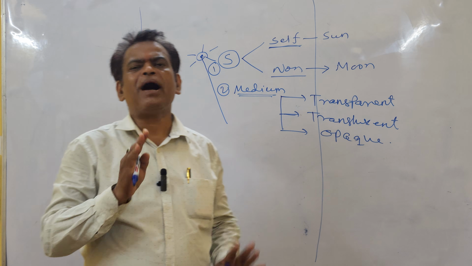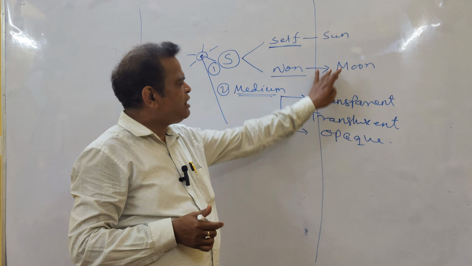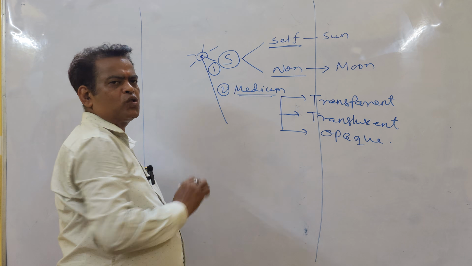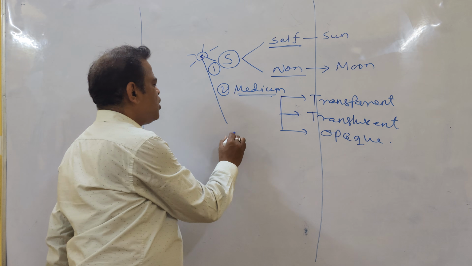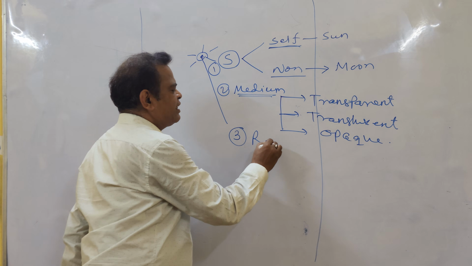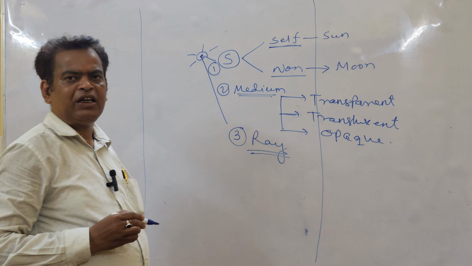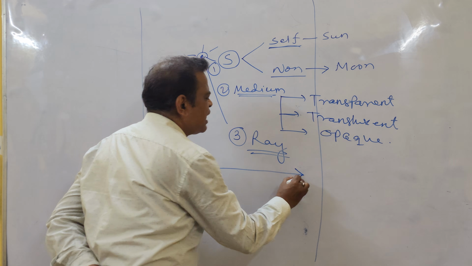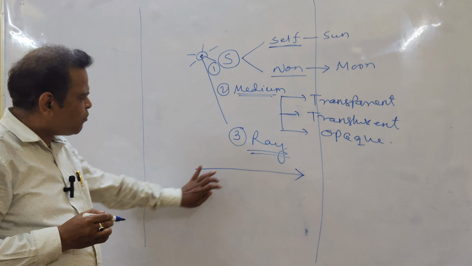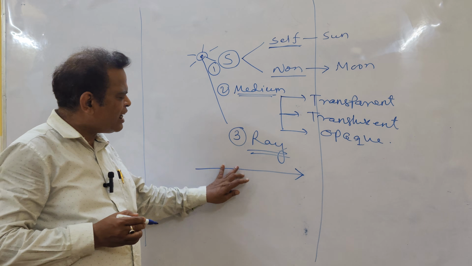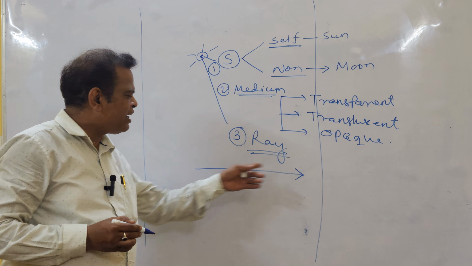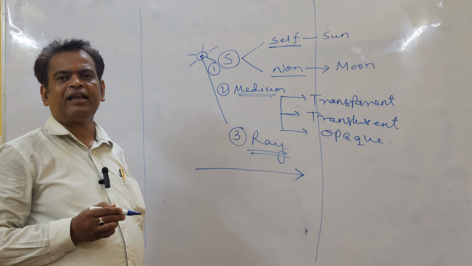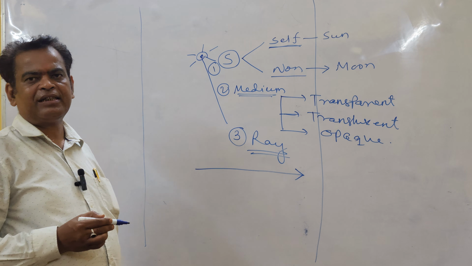These are the different types of medium. Number 1 source, number 2 that is medium, number 3 that is a ray of light. A ray of light means that it is a straight line path through which that light propagates. This is the diagram for a ray of light. We draw a line and give an arrow head at the end of the line, it will represent the ray of light.